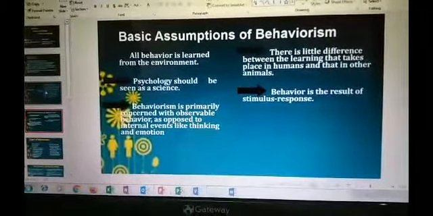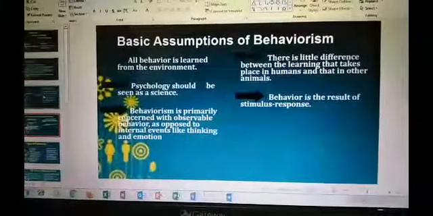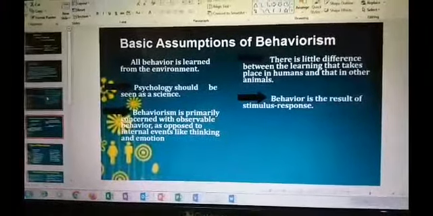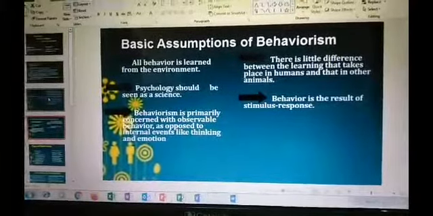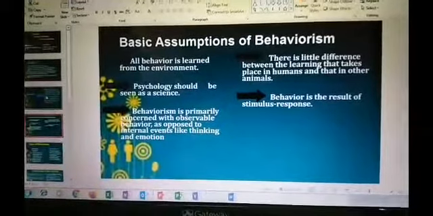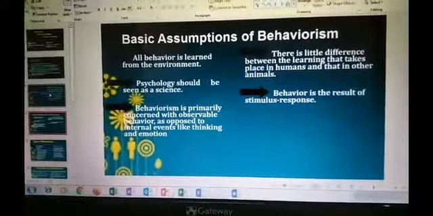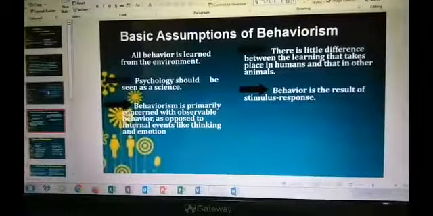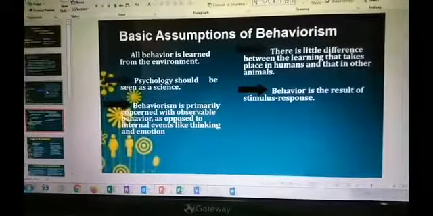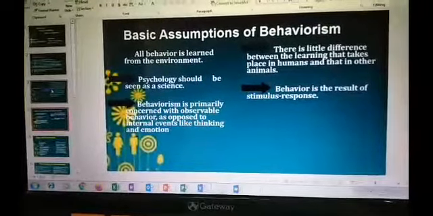The fourth slide will be the basic assumptions of behaviorism. The first basic assumption is that all behavior is learned from the environment, because for me behaviorism emphasizes the role of environmental factors in influencing behavior, to the near exclusion of innate or inherited factors. This essentially focuses on learning.